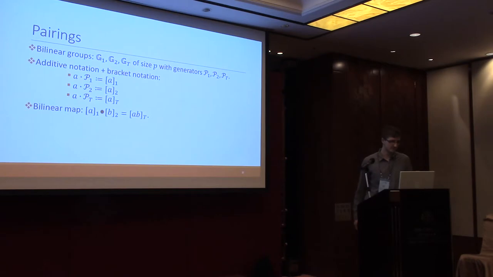As the title of this session might indicate, we will use pairings. So some basic definitions. We have three bilinear groups, G1, G2, GT, of size p, where p is a prime. With respect to generators g1, g2, and gt, we will use additive notation in all groups, together with bracket notation, which you also saw before. So instead of writing a times g1, I will write [a]1. And then we have a bilinear map, meaning that [a] paired with [b] gives me a product in the third group, [ab].